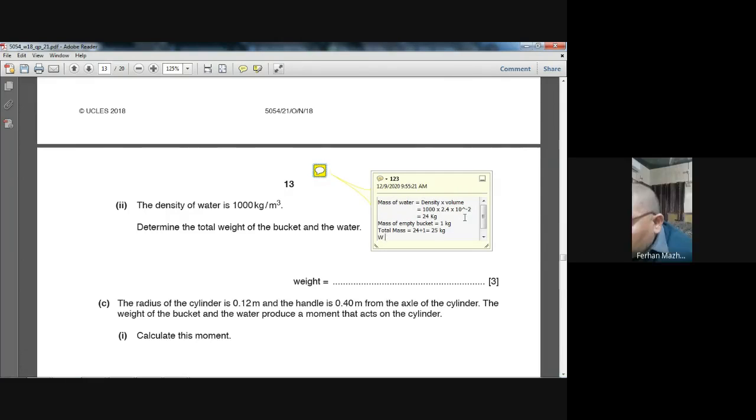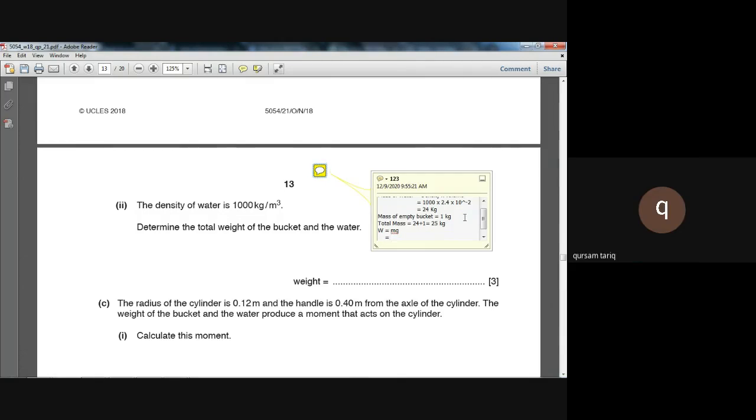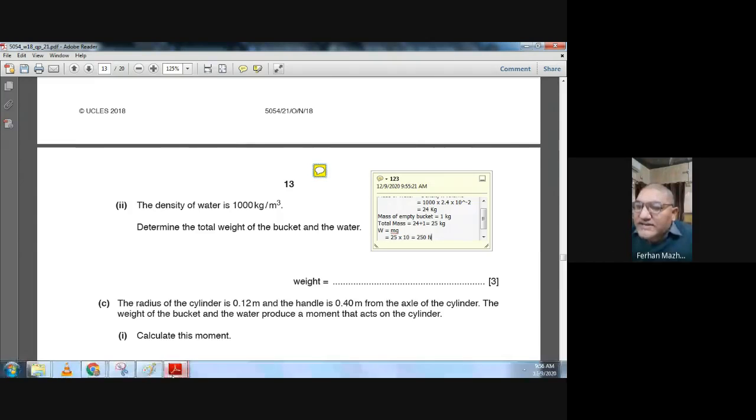You know the weight is equal to mg. That's the formula. So it will be 25 multiplied by 10. So the answer will be 250 Newton. Do you understand? Yes. Okay. Manu, do you understand?